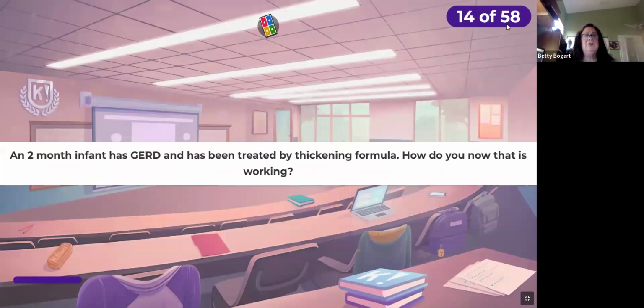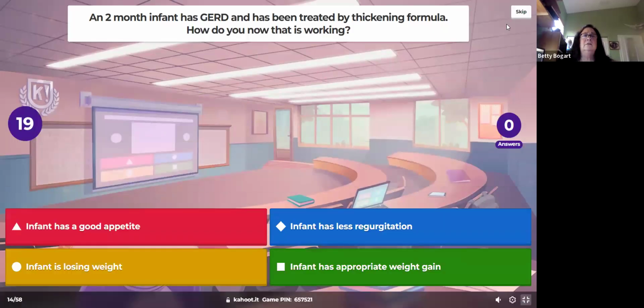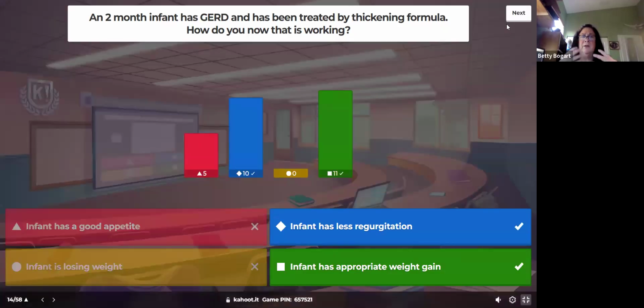A 2-month-old infant has GERD and has been treated by thickening the formula. How do you know that it's working? Well, what is GERD? What does formula thickening do? We thicken the formula because we don't want the spit up to be as much. We want to decrease that as much as possible. So less regurgitation. Also, is there a weight gain?